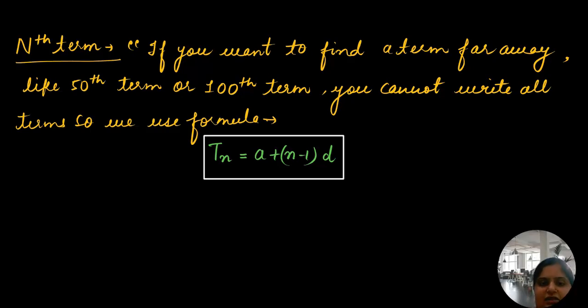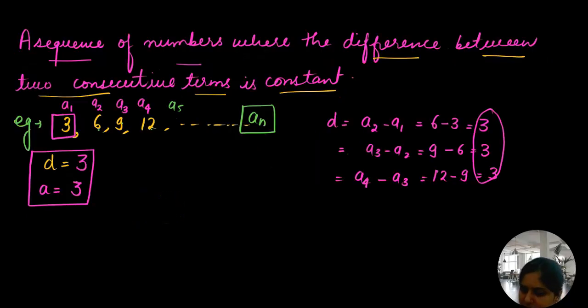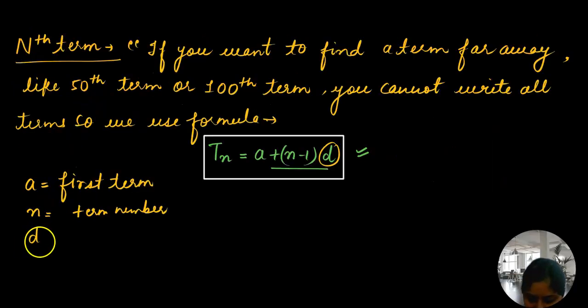So to find the nth term of any arithmetic progression, you will use this formula: Tn is equal to a plus n minus 1 times d. Let's explain with steps, where a is the first term of the sequence. We already discussed that. What is n? n is the number of terms, the term number. Now, what is d? We already know that d is the common difference.